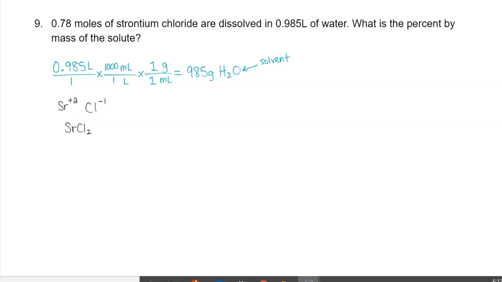Now that we have our correct formula, let's do our mole conversion. We have 0.78 moles of SrCl2. We'll put it over 1, and we're just doing a simple mole to gram conversion. Moles goes on bottom, grams goes on top. We know our mole is the bigger unit, so 1 mole equals some number of grams of strontium chloride. We'll add up our molar mass up here. Strontium has a mass of 87.62.